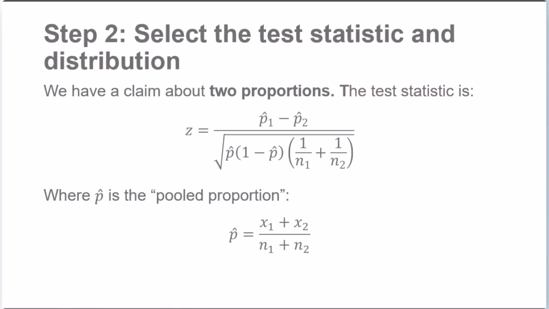Step two is to select the test statistic and the distribution. So for a claim comparing two proportions, the test statistic looks like this. So this is a z value. This is going to be in the normal distribution.